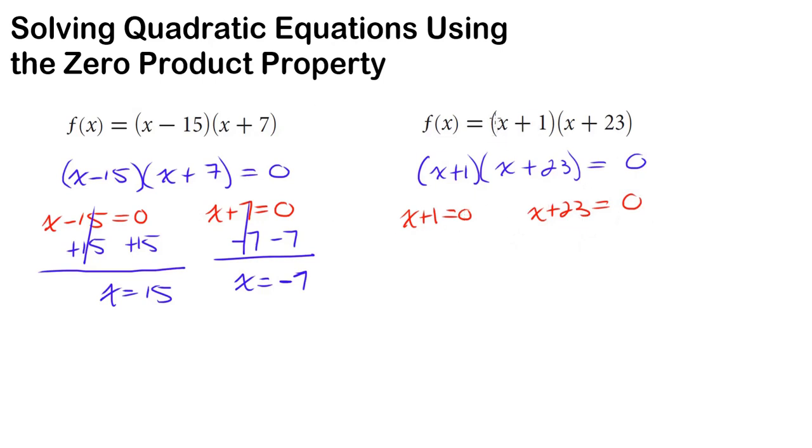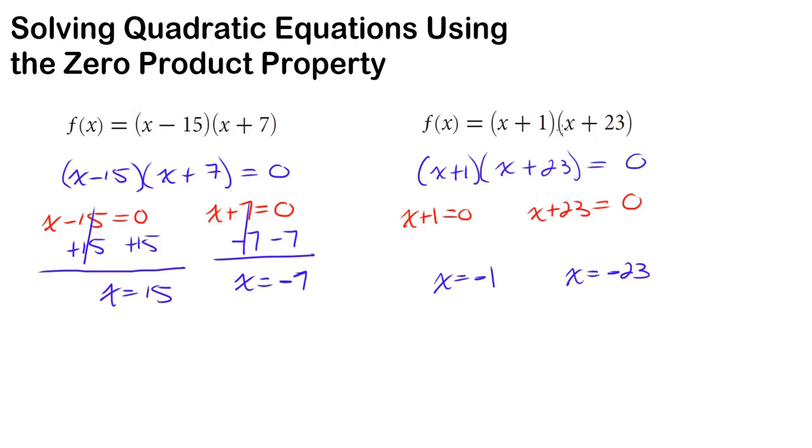Both of these x's have a coefficient of 1, so we know that our x-intercept, or our 0, is the opposite of this number. So I know my x-intercepts are going to be -1, because that's the opposite of +1, and -23, because that's the opposite of +23.